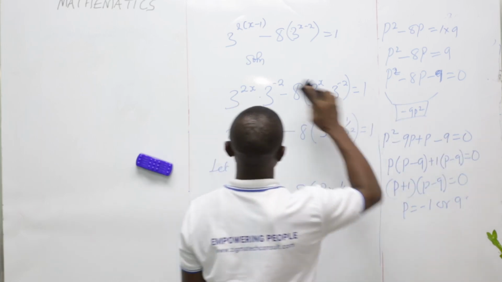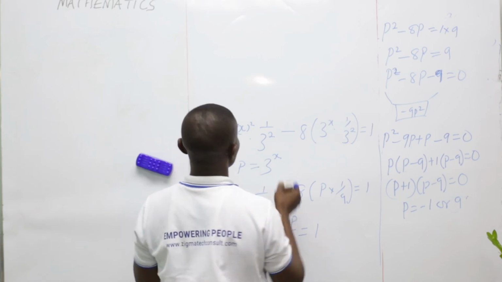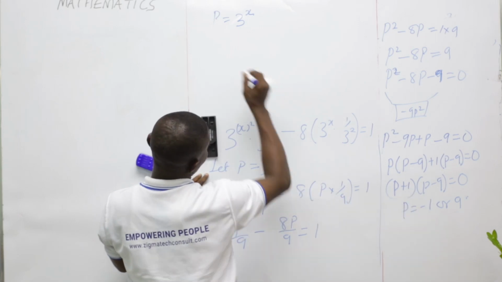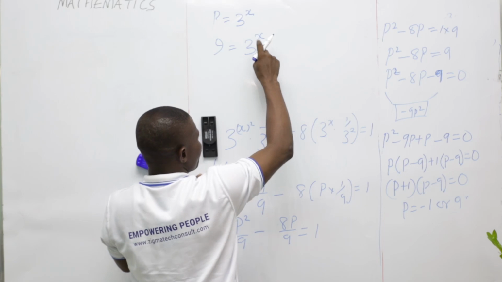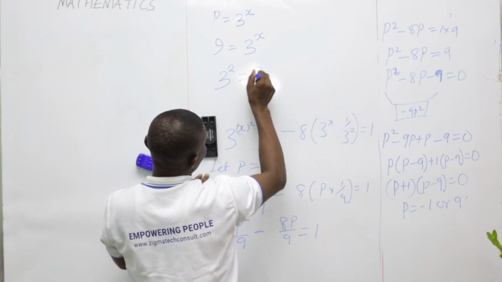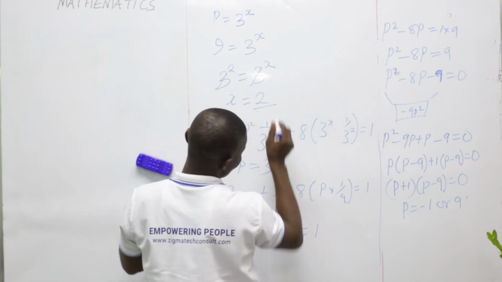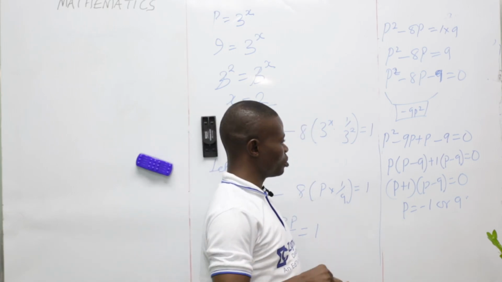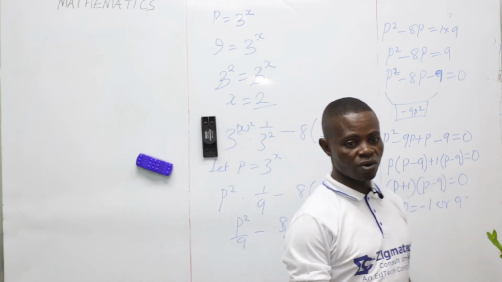Then recall that we assumed P equals 3 power x. So if P equals 9, 9 equals 3 power x. This is not a prime number, so make it prime by index: 3 power 2 equals 3 power x. This way, x equals 2. Therefore, in this equation, x equals 2 and not 9. That is the final answer to that question.